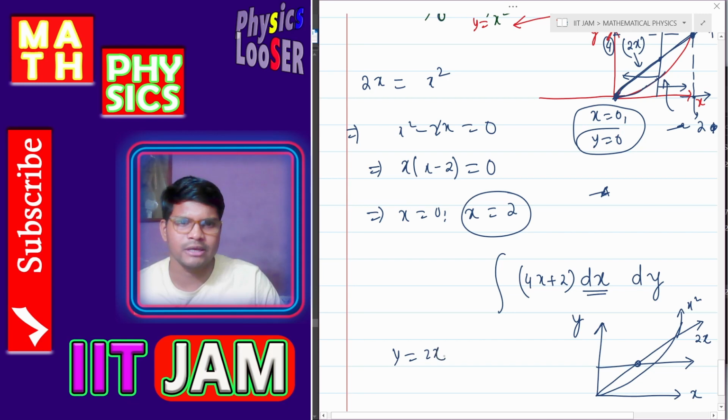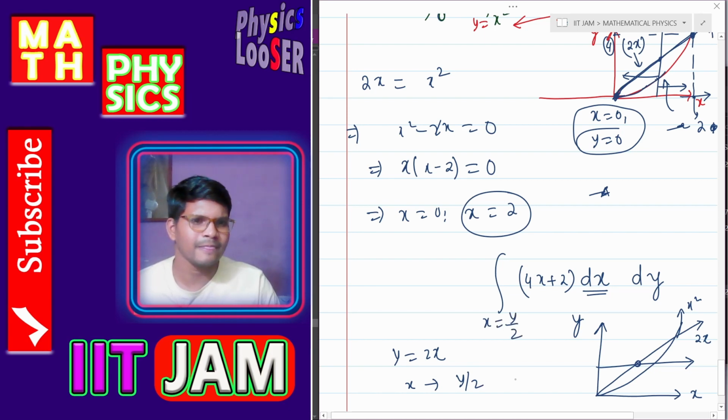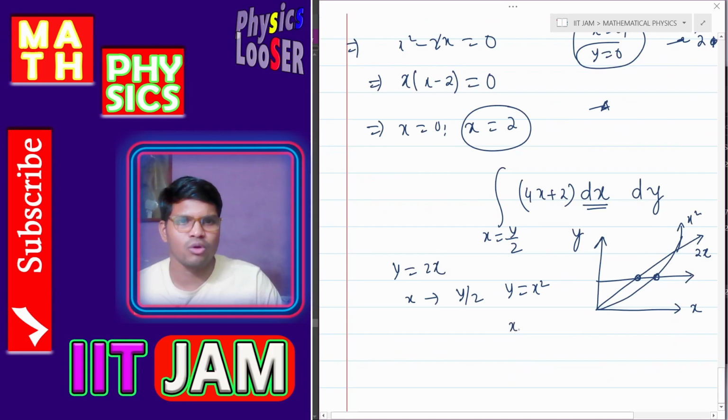First of all, it was already given that y is equal to 2x, therefore I can just say that x is equal to y by 2, because here I have to give x is equal to y by 2. And another curve is just x square. So here we had y is equal to x square, so x is equal to square root of y. So the second limit will be square root of y.